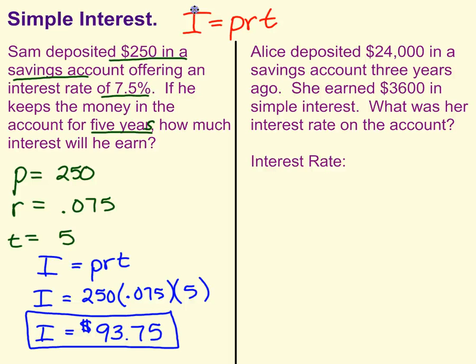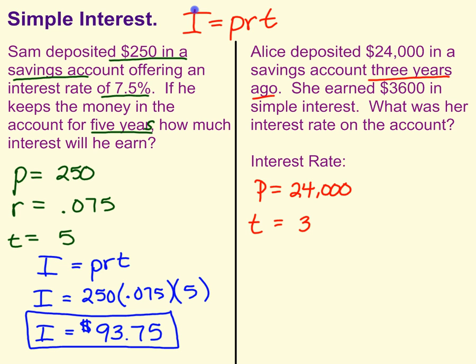It says Alice deposited $24,000 in a savings account 3 years ago. She earned $3,600 in simple interest. What was her interest rate on the account? So what do we know? Well, she deposited $24,000. There's her deposit. So P equals 24,000. Put it in the account 3 years ago, so there's your time already in years. So our T is 3.